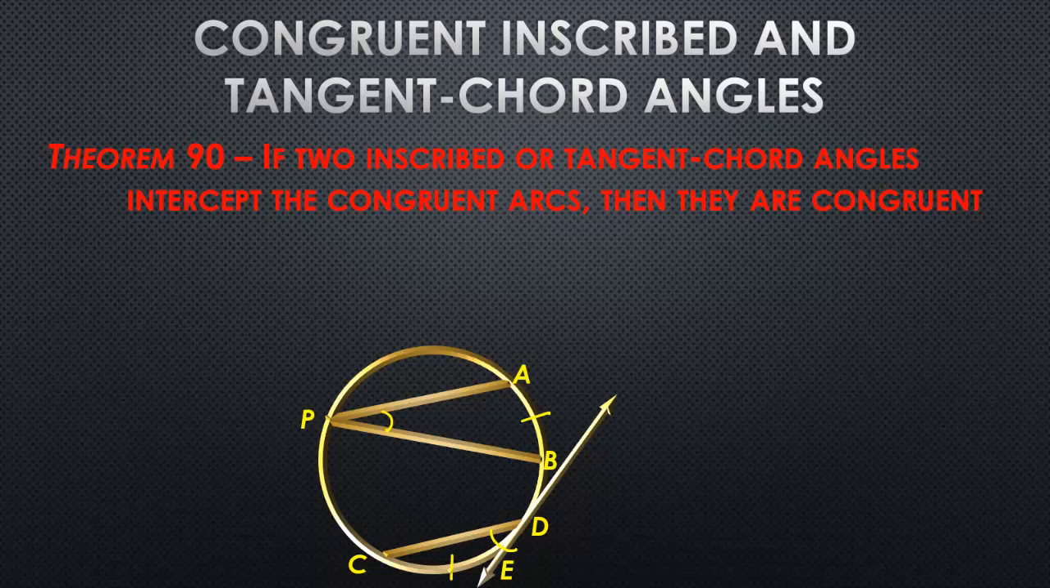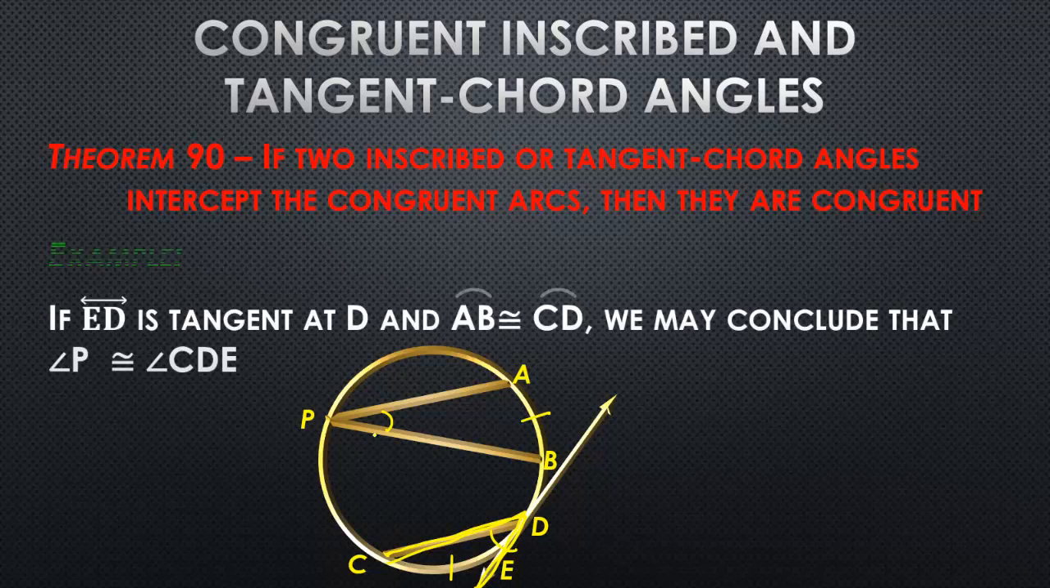So again, another thing to keep in mind that's extremely important. The tangent chord ones, for whatever reason, tend to throw people off. I think it's because it's not readily apparent as an angle. So that might be one that you want to focus on. You know, if it helps, highlight the angle. You really can't see it with my yellow pen on there, but highlight the angle, draw it in. Sometimes that helps. Just trying to think of ways to help you guys out. So in this example, if we're given line ED is tangent at D and arc AB is congruent to arc CD, then we may conclude that angle P is congruent to angle CDE. Easy enough, hopefully.